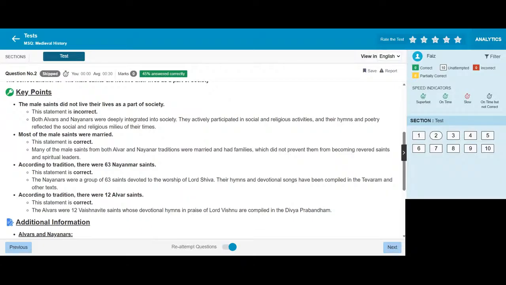According to tradition, there were 12 Alvar saints. The Alvars were 12 Vaishnava saints whose devotional hymns in praise of Lord Vishnu are compiled in the Divya Prabandham.